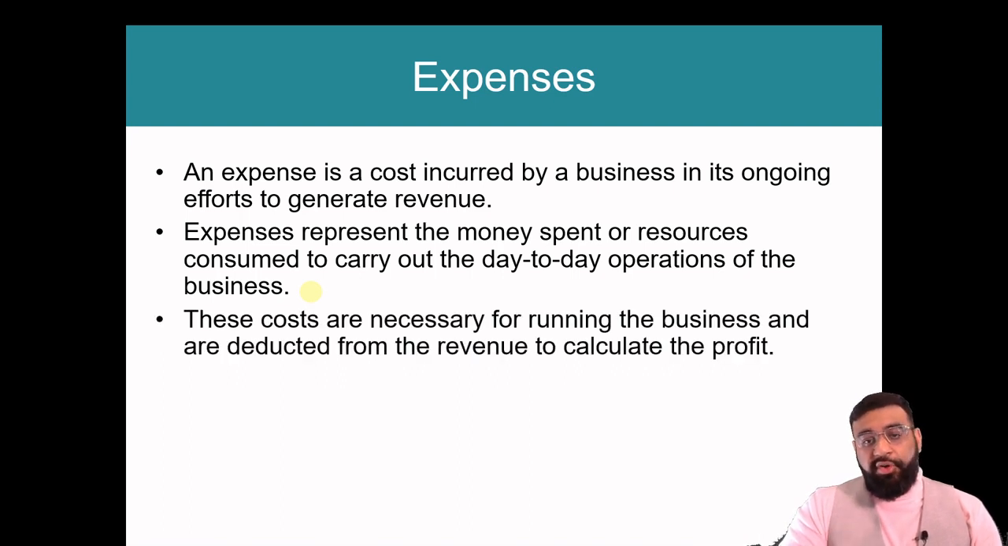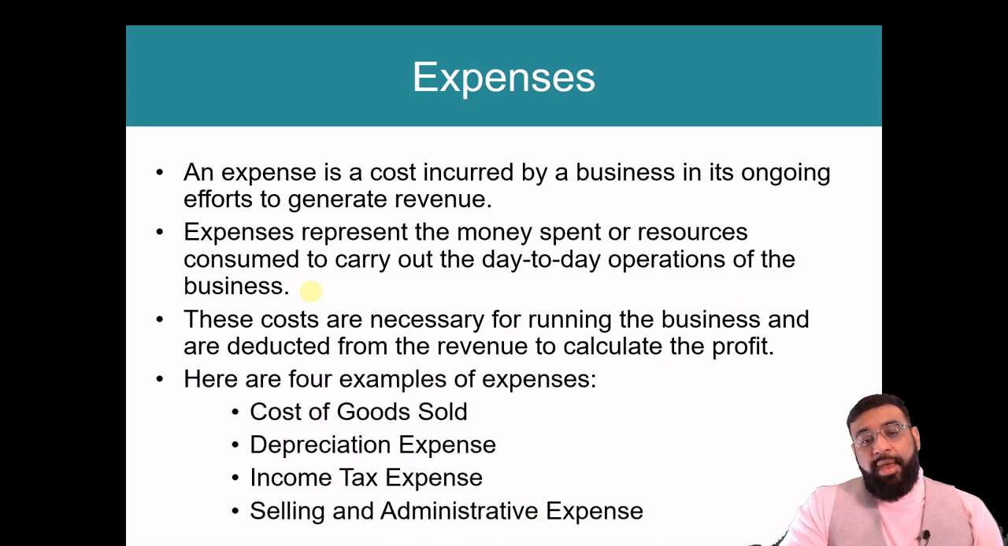These costs are necessary for running the business and are deducted from the revenue to calculate profit. Another word for profit is net income or net earnings. So essentially, on the income statement, the two main accounts that go on the income statement are your revenues, which is income that you generate, subtracted by your expenses, the costs incurred, consumed, or used up to arrive at the profit. Now, there are four key examples of expenses.